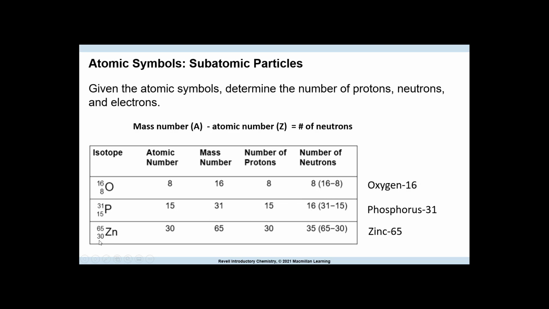Zinc has 65 over 30. Atomic number is 30. Mass number is 65. Number of protons is 30. And the number of neutrons is 65 minus 30, which gives us 35. And if we had to write these isotopes out with a name, we write them.